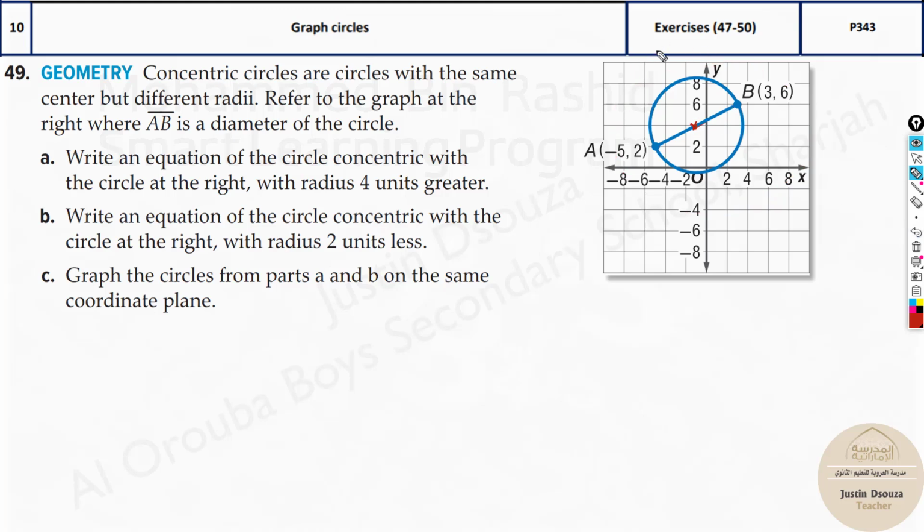So it's outer, bigger. First we'll find this radius, and then the radius is 4 units greater, so we'll add 4 to that. How we do that, you can do it in different ways. We can find the distance formula here. I hope you remember the distance formula. It is square root of (x2 minus x1) the whole square plus (y2 minus y1) the whole square.